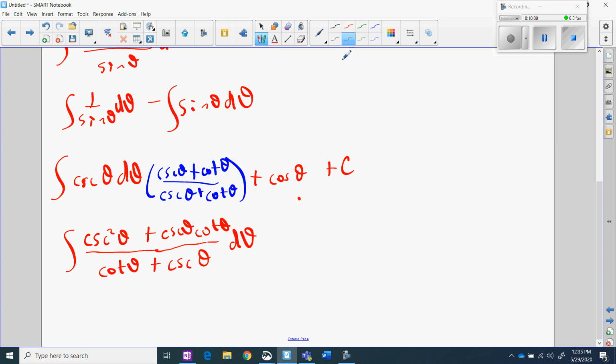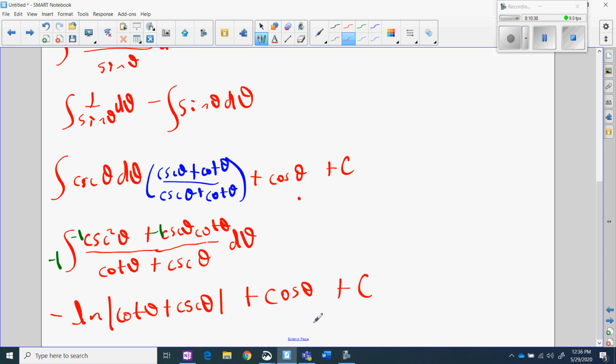So technically, if I just multiplied the numerator by -1 all the way through, that would make both of these -1, and then I put another -1 out front to offset that, I would now have du over u, which would be a natural log. So this would be negative natural log of cotangent theta plus the cosecant of theta, and then I've got plus cosine of theta plus c.